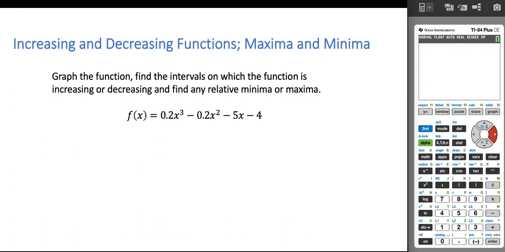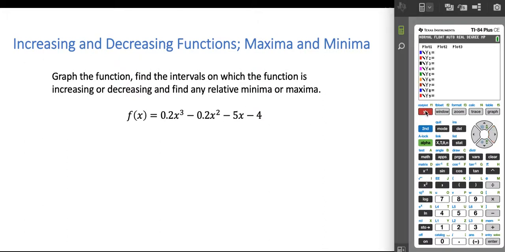Okay. The next thing we're going to do is talk about finding the intervals of these crazy functions. This isn't one that you could graph by hand, right? So you're going to have to graph this on your calculator. So let's do that. We'll plug in the equation: minus 0.2x squared minus 5x and minus 4.